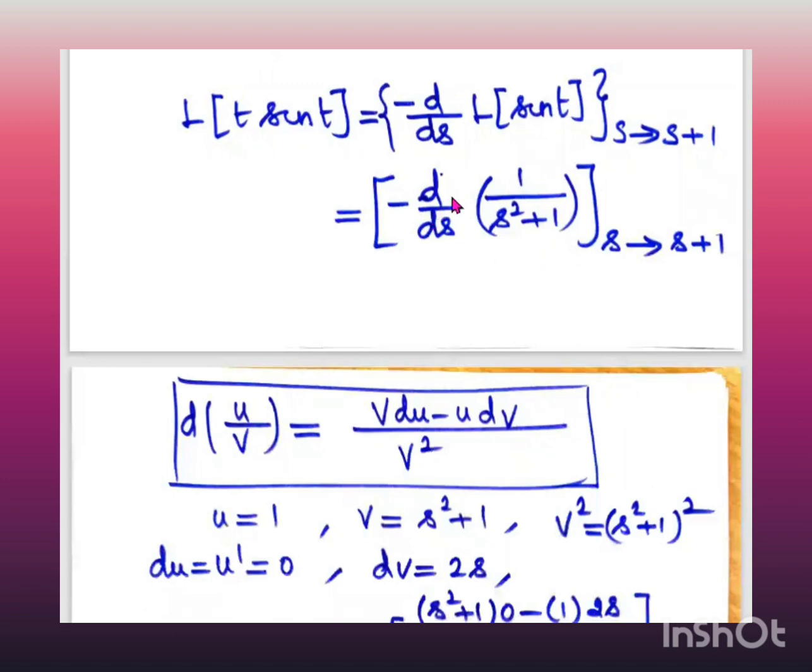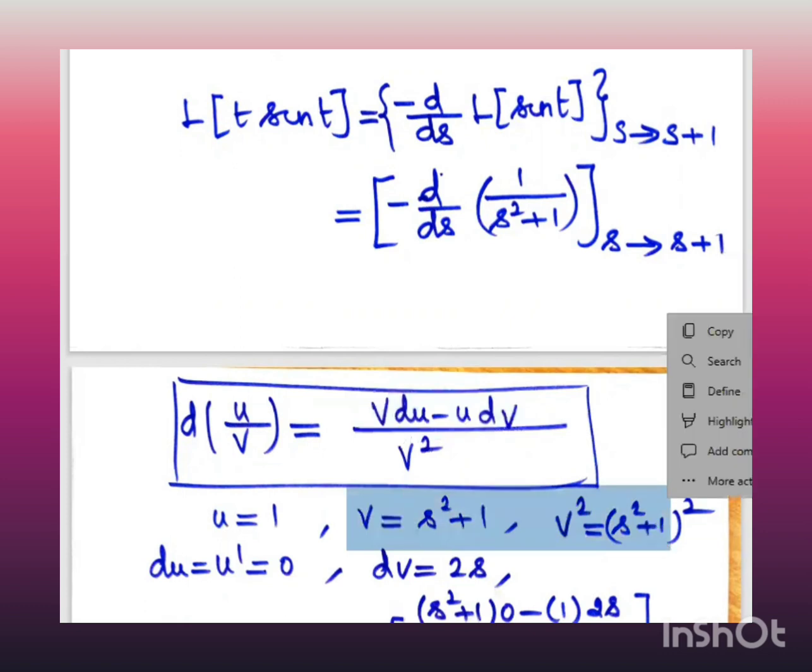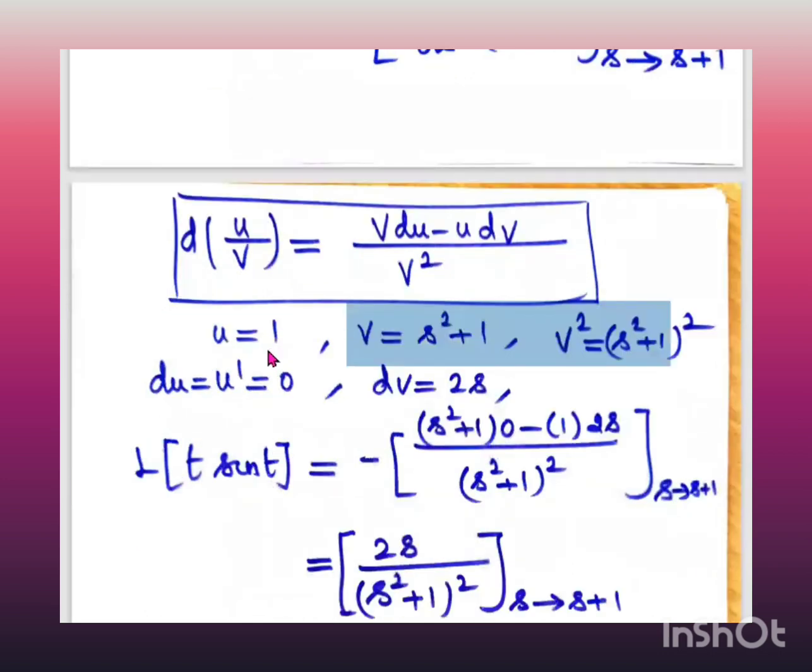So this one you have to differentiate: minus d by ds of 1 divided by s square plus 1. So d of u by v method, v du minus u dv divided by v square. What is u? 1. What is v? s square plus 1. What is v square? s square plus 1 whole square. So du, u if you are differentiating is 0, dv, s square plus 1 if you are differentiating is 2s.